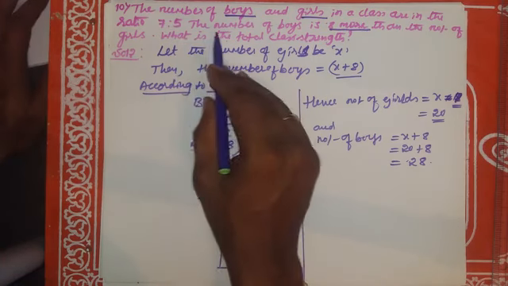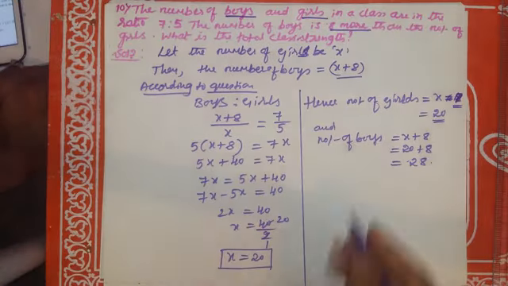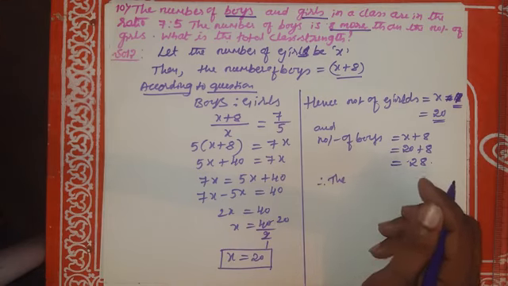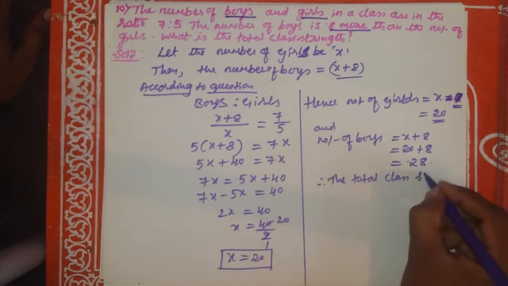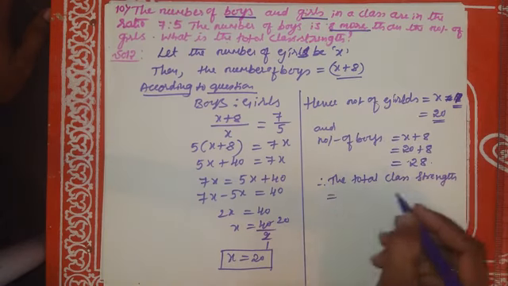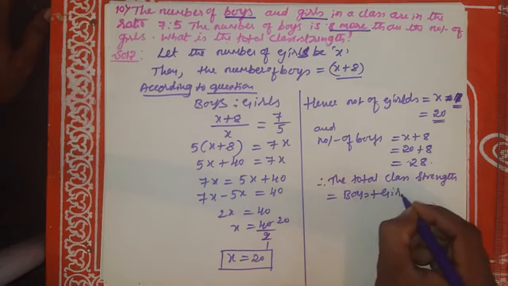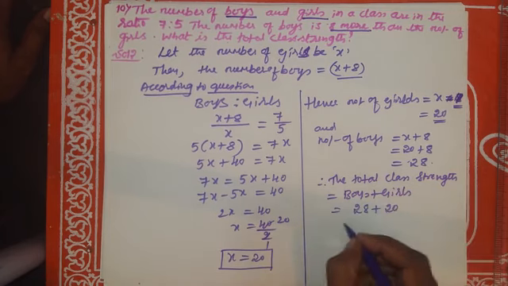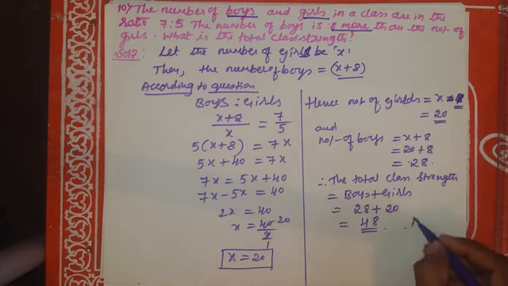What is the question? What is the total class strength? Therefore, the total class strength is boys plus girls, right? Boys is equal to 28 and girls is equal to 20, which is equal to 48. This is the right answer.